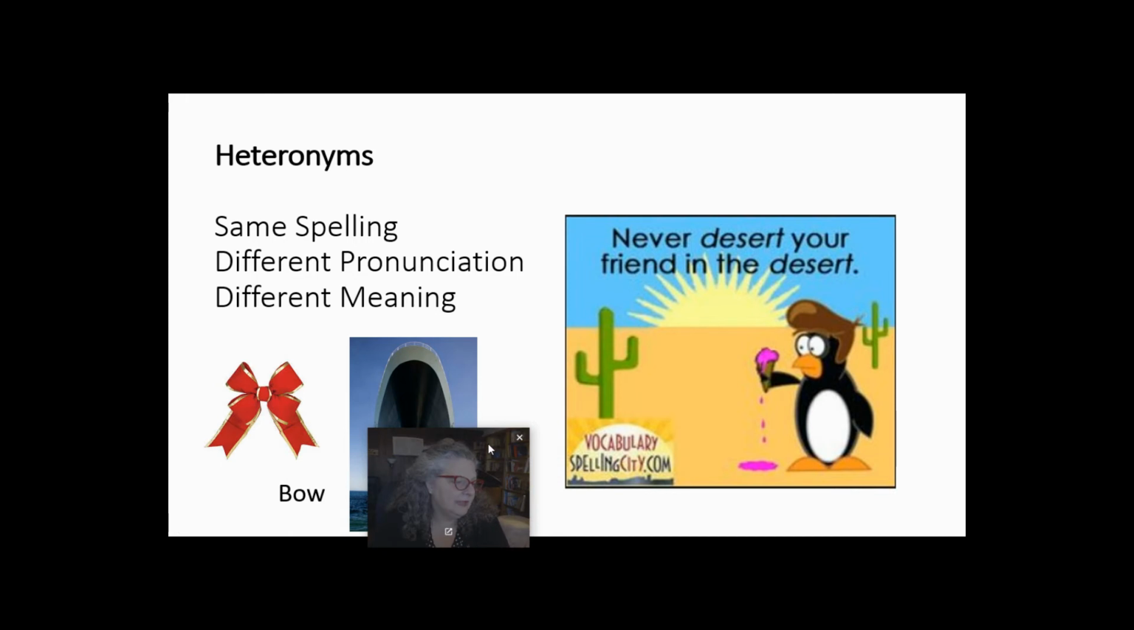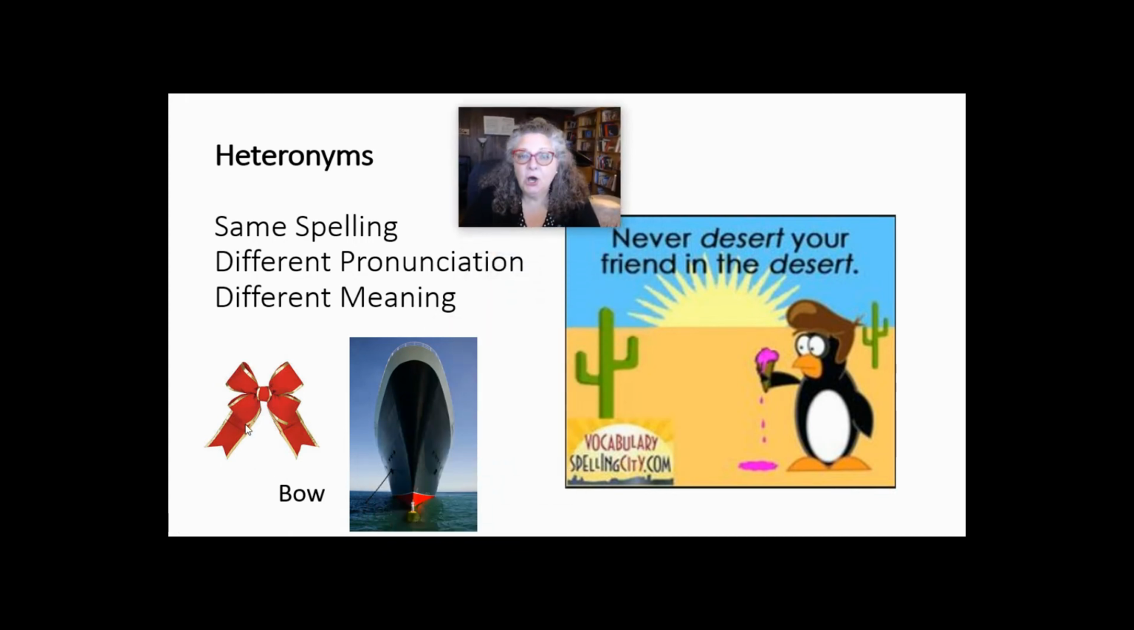And then you have over here a bow, B-O-W, but this is also the bow or front of a ship, also spelled B-O-W. So you spell them the same, they look the same, but they're pronounced different and they mean different. So heteronyms.